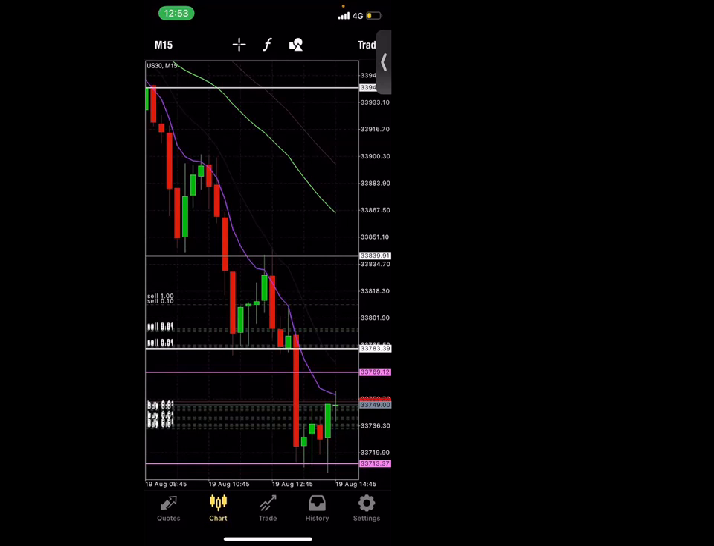But yeah, the setup has to form for me to actually do this hedge. If it doesn't form, then I'm not overly looking to hedge on a 15-minute or any lower time frame. The opportunity really has to become available.